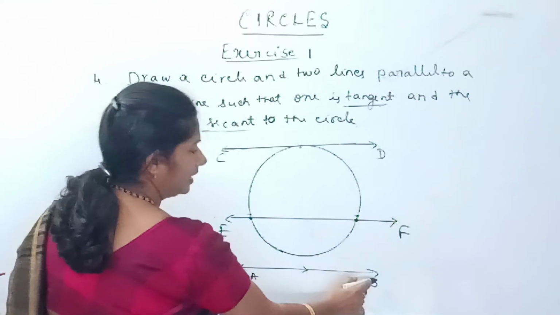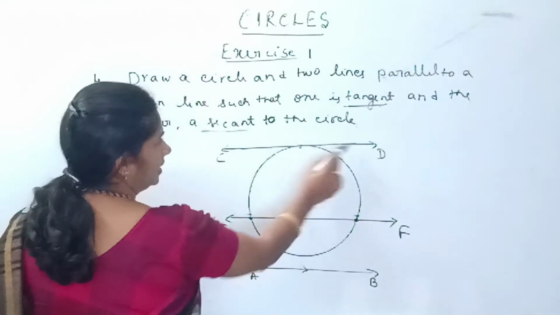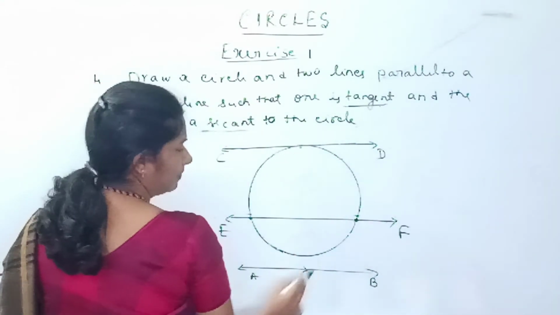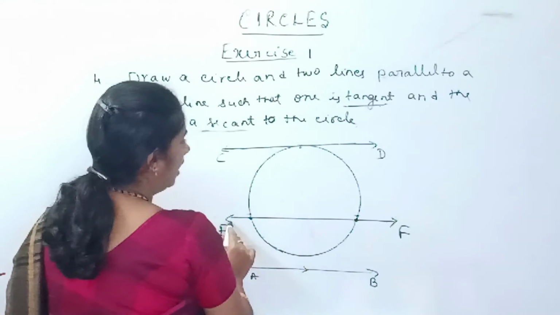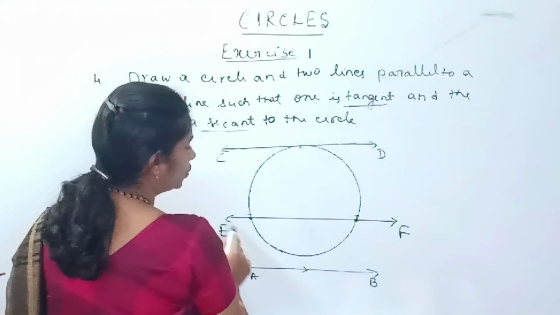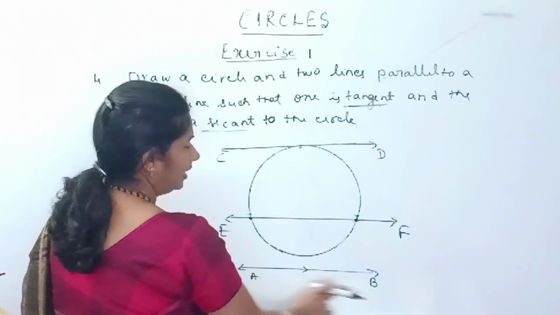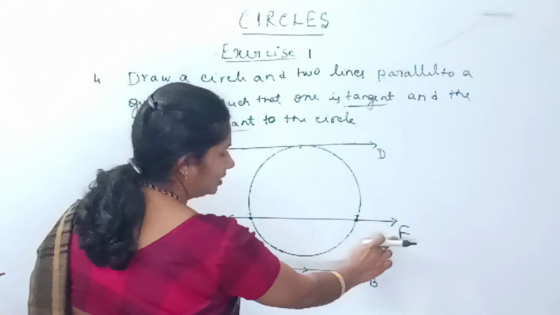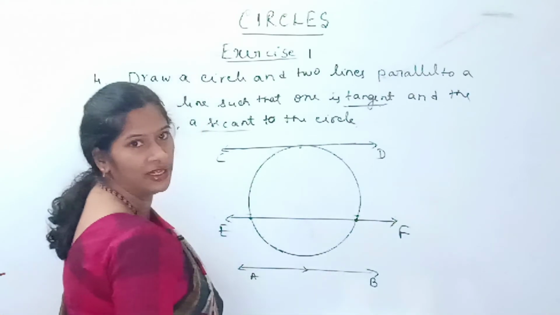So now AB is the given line, CD is a tangent to the circle which is parallel to that given line, and EF is a secant to the circle which is also parallel to the given line AB.